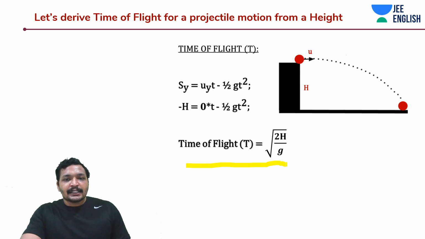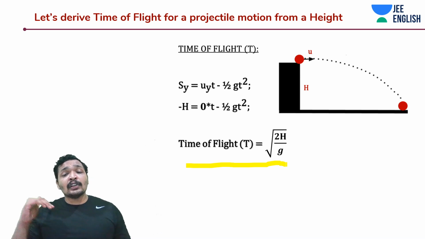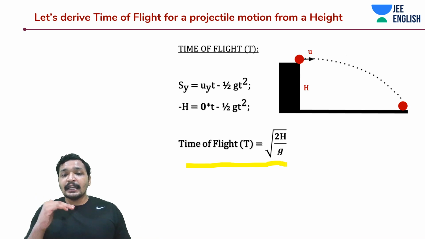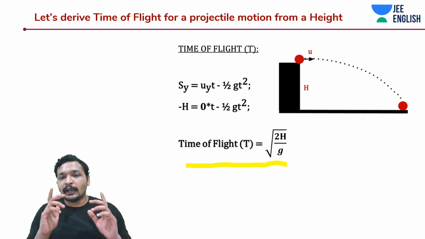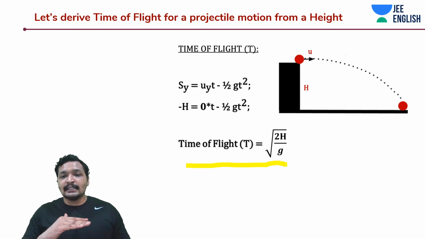So what is going to be the range? The range is the easiest thing that you can calculate. Range is going to be nothing but velocity along x-axis into the time of flight. So this is what you are going to do each and every time when you come across the range. What you have to do is, you have to multiply this velocity along x-axis into the time of flight.